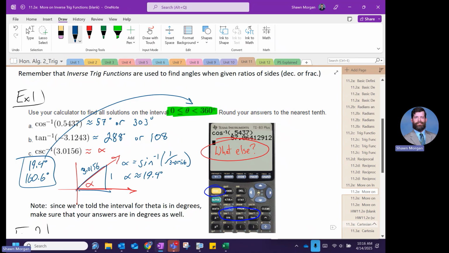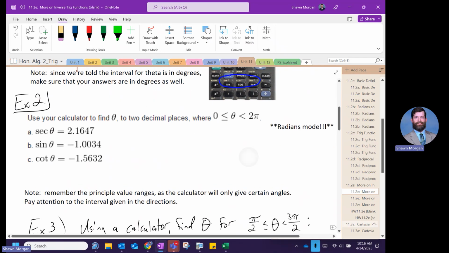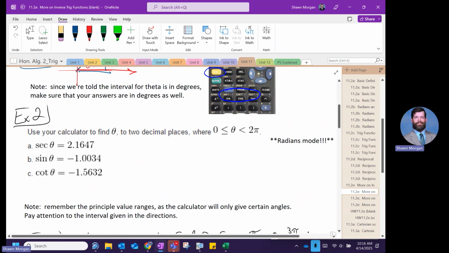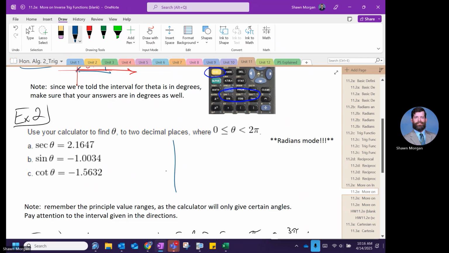All right. So now we're about to look at one in terms of radians. Let's just do part A. So the secant equals 2.1647. Where is secant going to be positive? Quadrants 4 and 1. And which one is the calculator going to give me? It's only going to give me one because the principal value range for cosine is from 0 to 180. So here's where my reference angle is going to be.